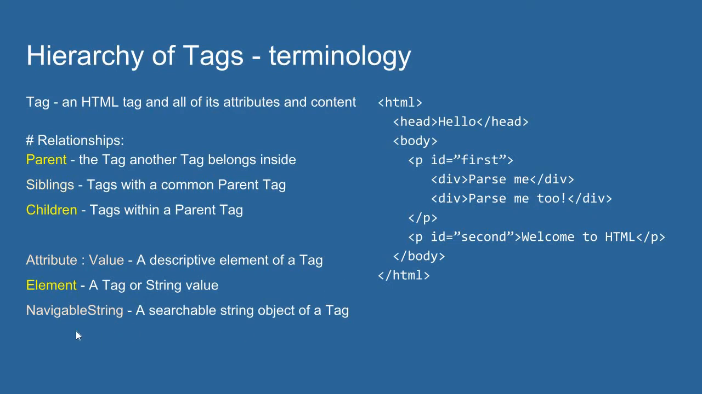And a navigable string, I will probably miscall this a navigatable string. A navigable string is a string object that can be searched through. And so if I look at this head tag, the hello text inside it can be retrieved as a navigable string object in Python.